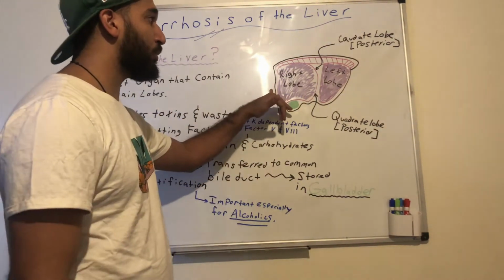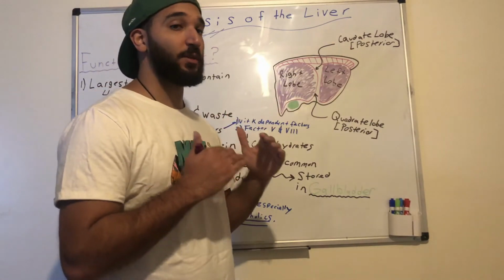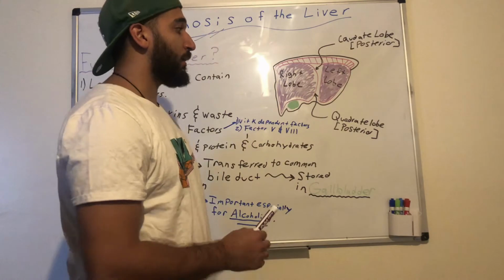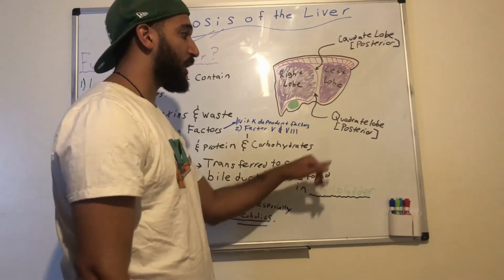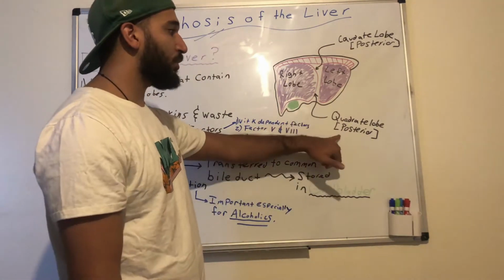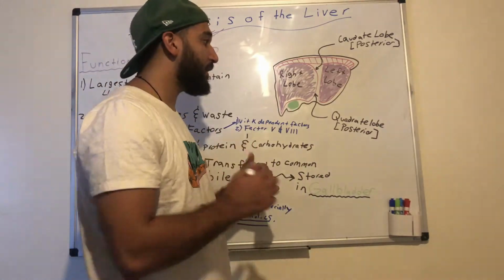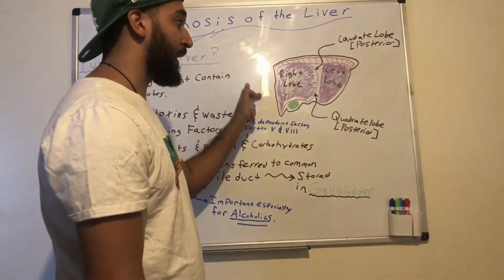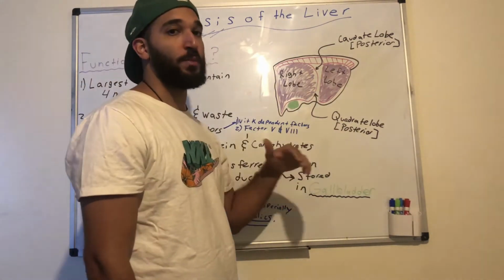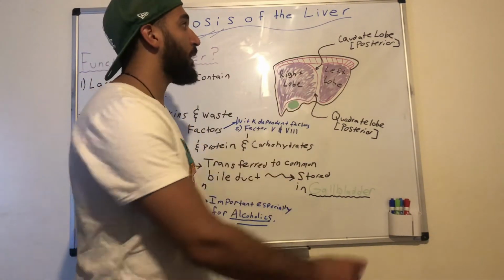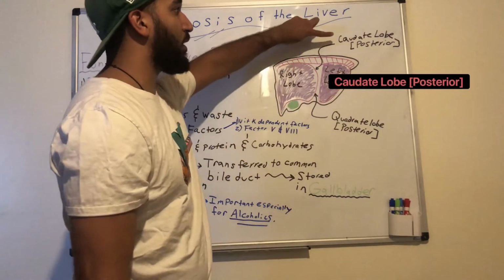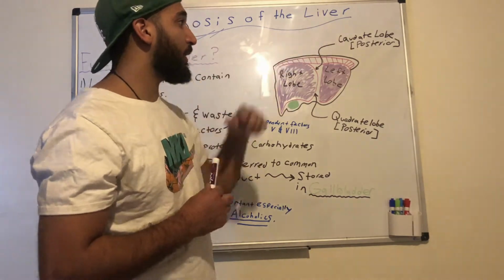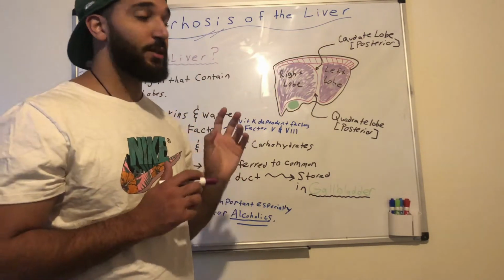We have the right lobe, which is considered to be the bigger half of the liver. We also have the left lobe over here. And then we also have the quadrate lobe. The quadrate lobe is on the posterior side, so it's going to be behind these 2 lobes. So what you're looking at is an anterior view. So the quadrate lobe would be in the back of the liver. Now we also have the caudate lobe, which is also considered to be on the posterior side. So we have 4 main lobes that the liver contains.